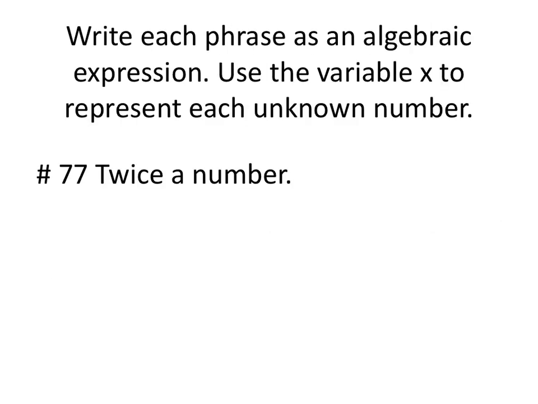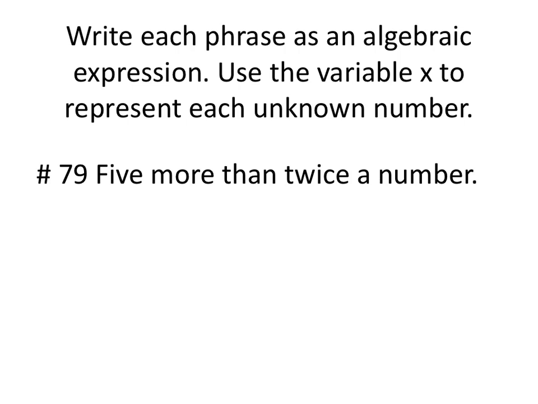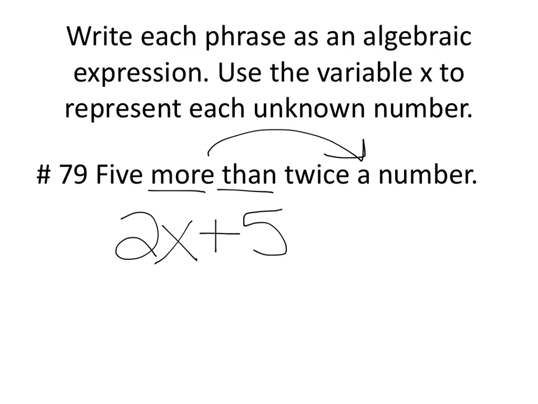Alright, so here it says write each phrase as an algebraic expression. Use the variable x to represent each unknown number. Twice a number is just 2x, right? So that's all I have to do there. 5 more than twice a number. Remember, if it says more than, you draw a line underneath it and you move it to the end. So twice a number, we just said that's 2x. More than, so we're going to say plus 5 on the end. So 2x plus 5.